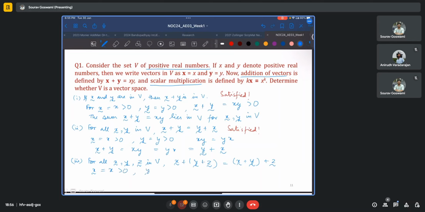x is greater than 0, y is also a positive real, and so will be z, because it is an element of the vector space V. So we will have x plus y plus z equals xyz, which will be, say, something like, and you know the drill. So even this is satisfied.